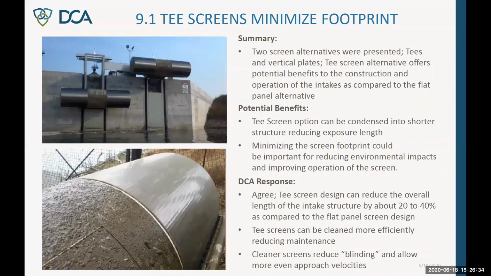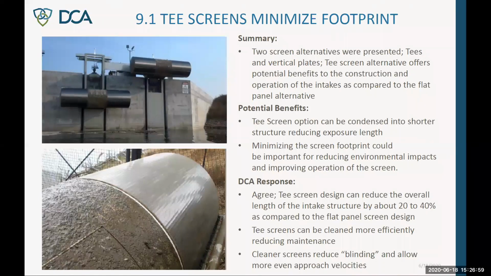So we described the difference between T and vertical plate screens, and they basically concurred that they offer potential benefits to construction and operation of the intakes as compared to the flat panel. They can be condensed into shorter structures, and then that screen footprint could be important in reducing environmental impacts and improving operations of the screen.